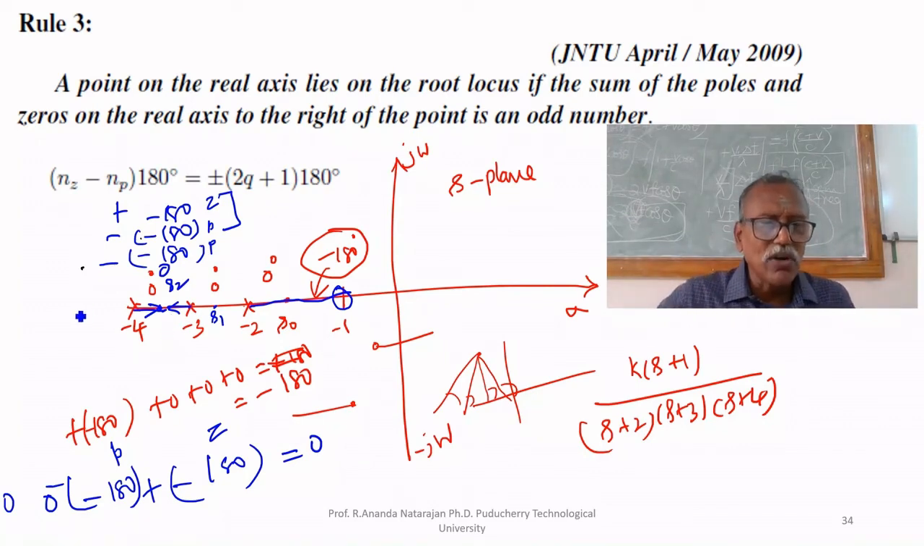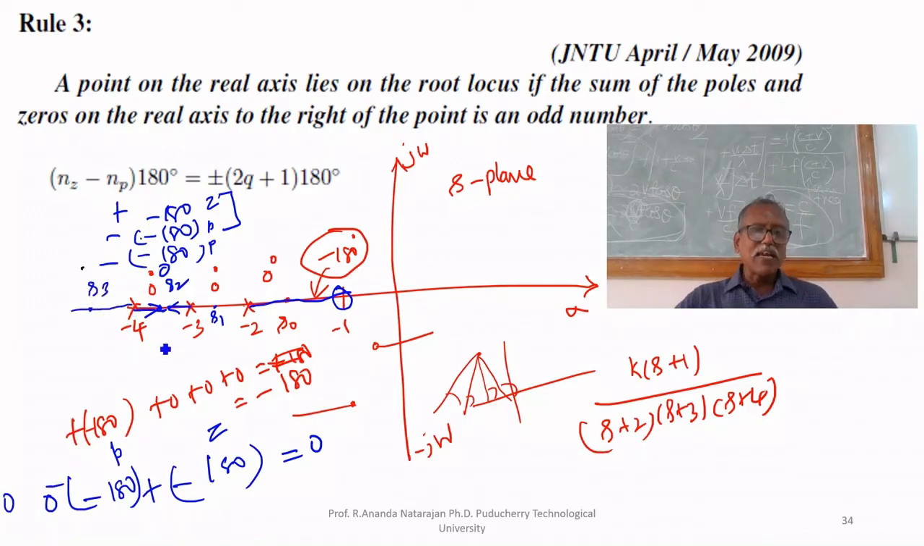Let us select one more test point after minus 4. That is S3. After minus 4, all poles and zeros are on the right hand side. What is the angle from minus 4? Minus 180 degree. What is the angle from minus 3? Minus 180 degree. What is the angle from minus 2? Minus 180 degree. What is the angle from minus 1? Minus 180 degree. First 3 are in the denominator. That's why minus. It becomes plus, plus, plus.